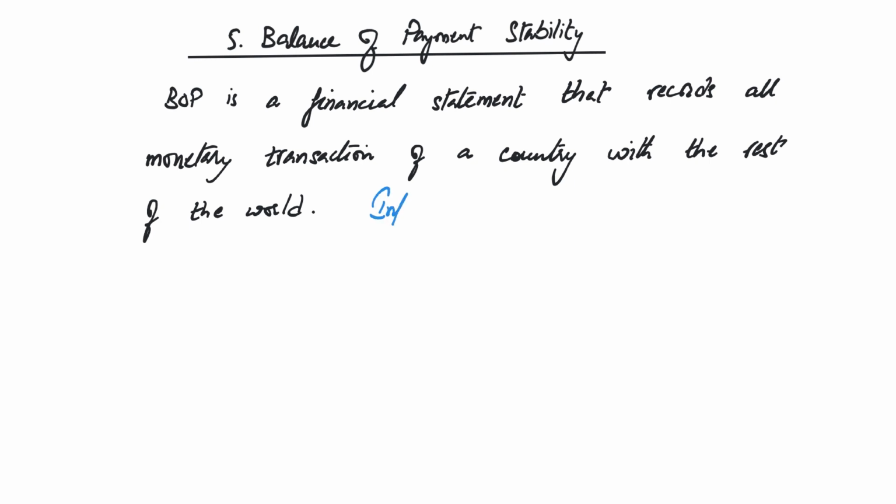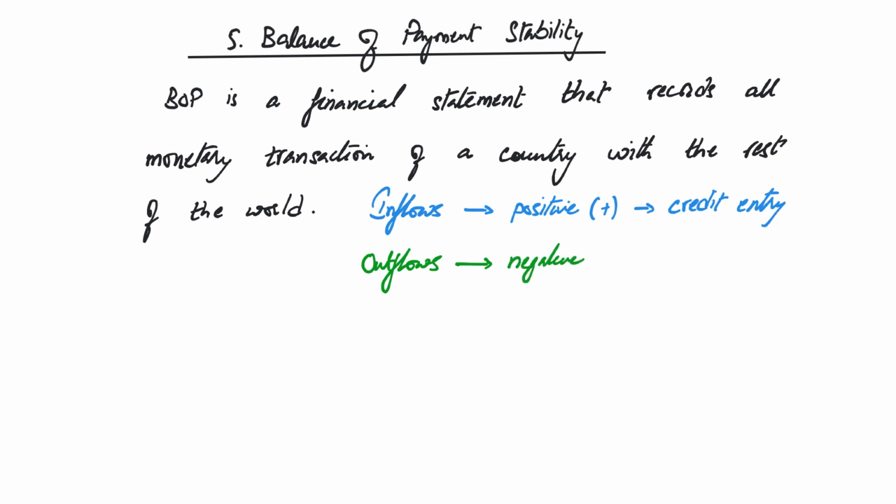With the rest of the world, जितने भी inflows हैं, okay, you follow the money. Inflows are recorded as positive, और अकाउंटिंग टर्म्स के अंदर वी से वी क्रेडिट द एंट्री. And outflows are treated as negative entries, and they are debited. Inflows are positive, outflows are negative.